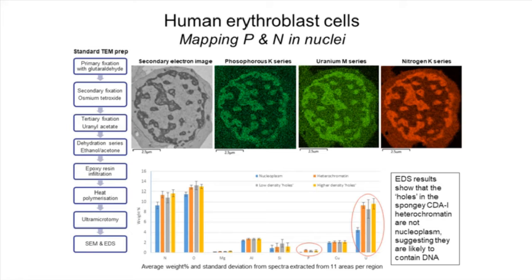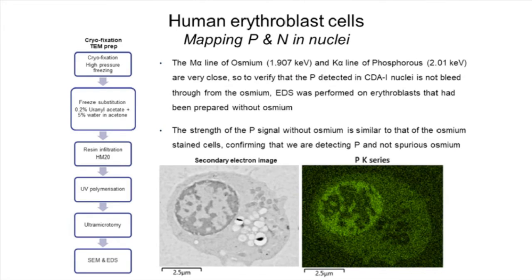If you're wondering about the aluminium and copper signals here, these are coming from the stub holder and grid respectively, and don't present a problem for this particular project because they're not what we're trying to detect in the sample. One thing worth noting when mapping phosphorus in osmium stained samples is that the M emission line of osmium and the K line of phosphorus are very close to each other.